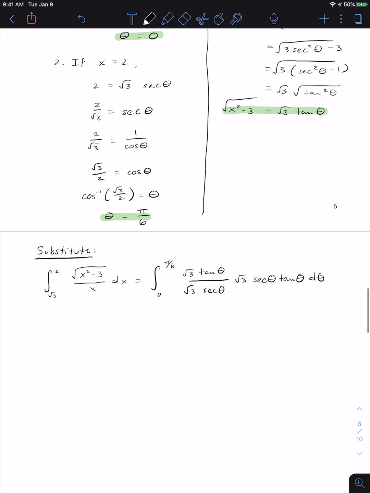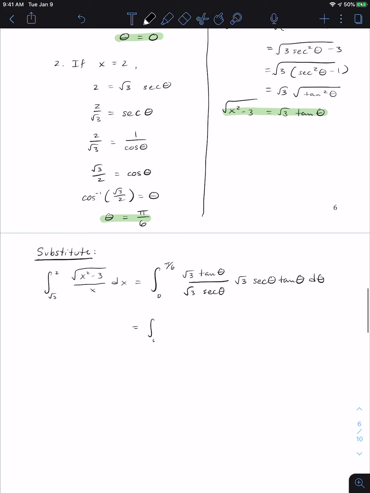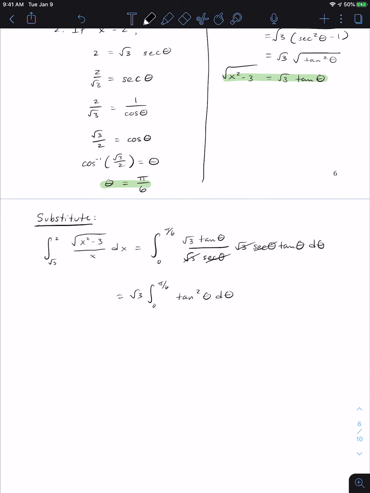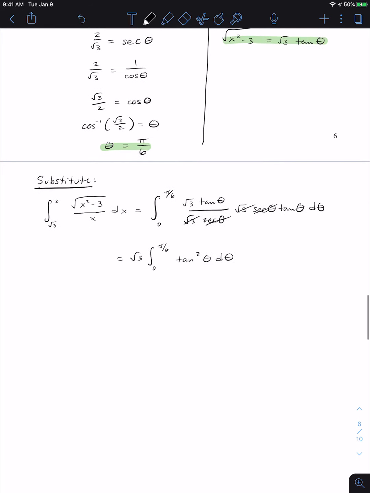So now I end up getting the integral from 0 to pi over 6, with radical 3 out front, of tangent squared theta d theta. And now this is a trig integral, right? But actually this is a pretty simple one. Anytime I have even powers of tangent with no secants, I should convert it to secant, right? So this one's pretty simple.